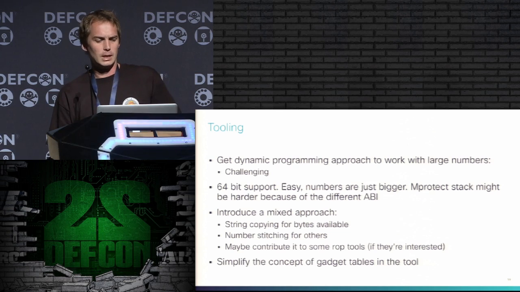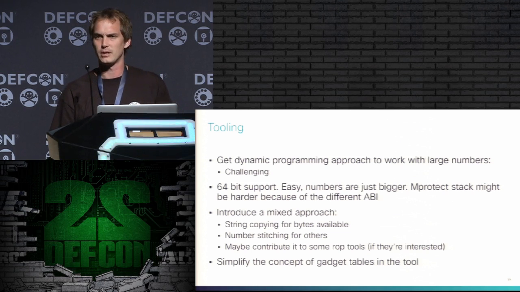ROPgadget can generate a payload once it's got everything from a string, but maybe try to automate finding the missing bytes using this technique, which means you'd have real automatic payload generation. That's obviously if they're interested. And I'd also like to introduce in the tool the concept of gadget tables, and introducing random bytes at random addresses.